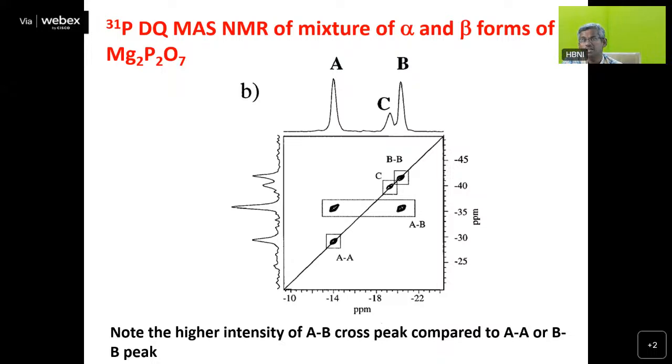Another thing you may note here: you see the 1D spectrum. You can see three peaks, 1, 2, 3: one peak for A, one peak for B, and one peak for C. But on the double quantum side, you see 1, 2, 3, 4. One additional peak has come. Why has this additional peak come? This additional peak has come because of the magnetization exchange between the two phosphorus structural units present in beta magnesium phosphate. Hope things are clear to you.